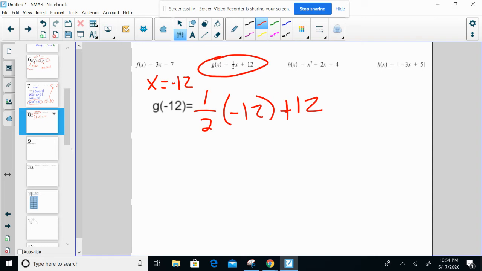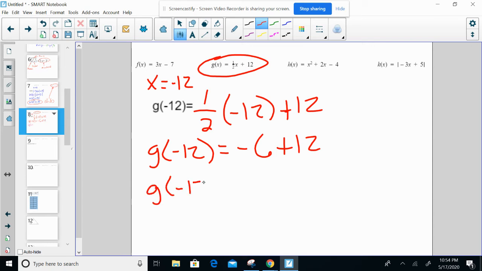Keep in mind order of operations when you're doing this. All right, so for the last one, we wanted to do what was inside the absolute value and then take care of the absolute value. Here, we don't have anything like that. We have to multiply first. So we plug in that negative 12. Negative 12 times 1/2 would be negative 6. And then negative 6 plus 12 would be 6. That is your answer.